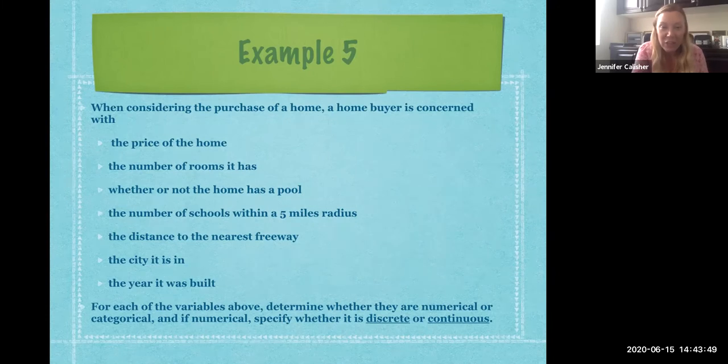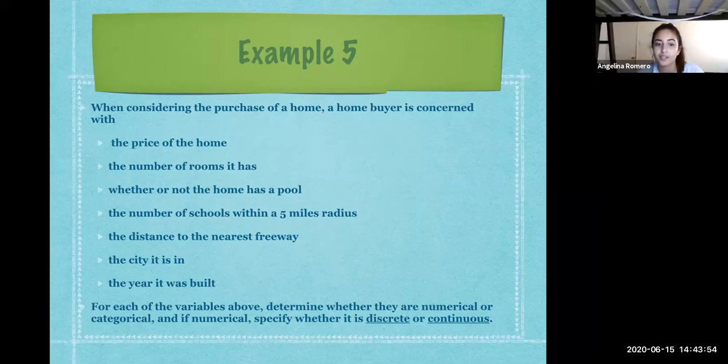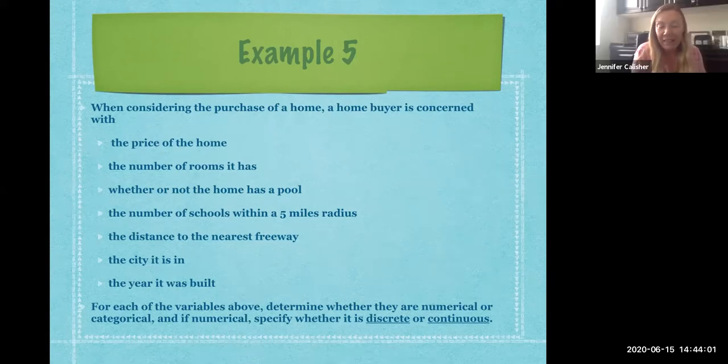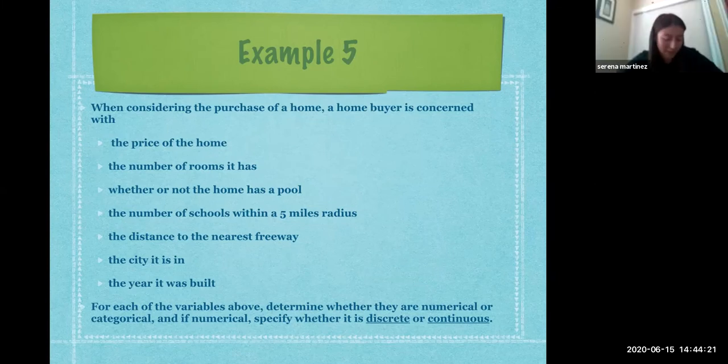Okay, and Angelina, the next bullet point says what? The city it is in. And what do you think? I got categorical. Perfect. Again, I think that one's fairly straightforward, right? The city, you could be in Norwalk, you could be in San Gabriel, you could be in Cerritos, right? It's a category. Okay, and Serena, the last one says the year it was built. Okay, and what did you think?